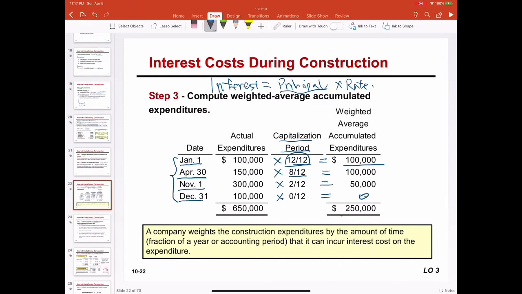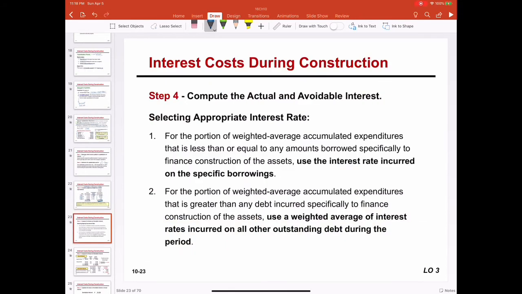Please keep this number in mind because this will determine the avoidable interest costs. Although the actual expenditures total 650,000, if we incorporate the capitalization period, the actual capital generating interest cost per year is only 250,000. That's the reason why we calculate weighted average accumulated expenditures. The next step, we're going to calculate both actual and avoidable interest.